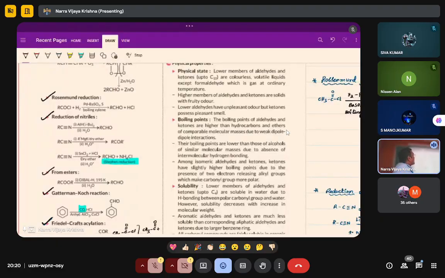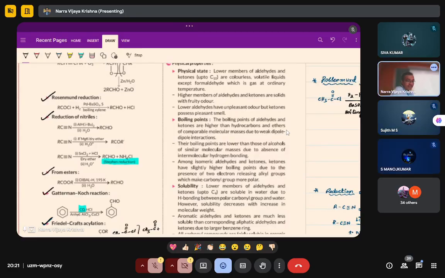Lower members of aldehydes and ketones up to C10 carbons are colorless, volatile liquids, except formaldehyde. Formaldehyde is a gas at ordinary temperature. Higher members are solids with fruity smell. Example, vanilla beans.